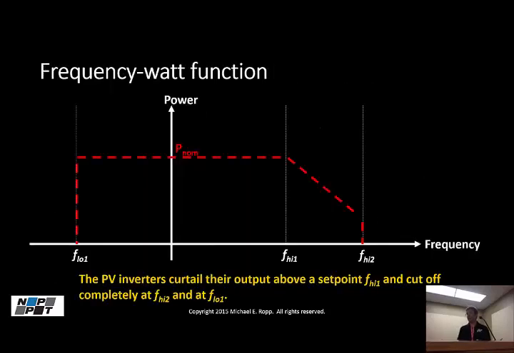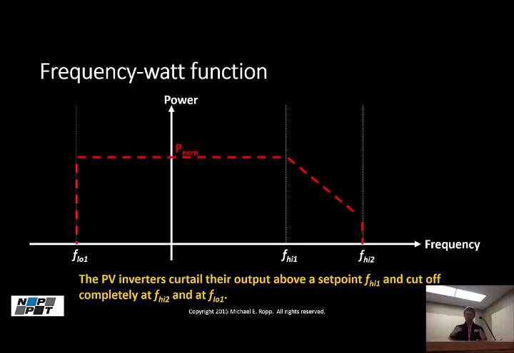Here's a frequency-watt function for a PV plant. What happens is as the frequency goes up, the PV rolls off, because frequency rises during an overgeneration condition. So have the PV back off to help assist in the overgeneration. Now you notice if the frequency falls, that's undergeneration. What we would really like is to have the PV ramp up, and of course it can't because it's already at its maximum power point. It doesn't have more power to give us.